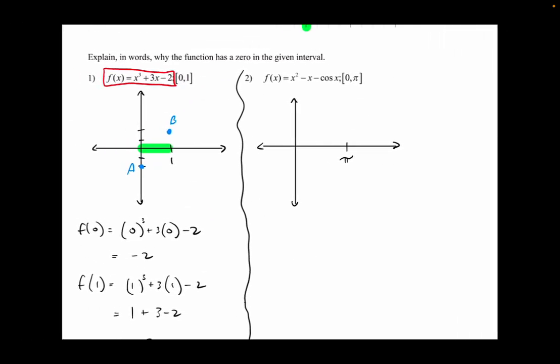It says in words, but if this was a test question, I'd answer it in words. But you get the idea.